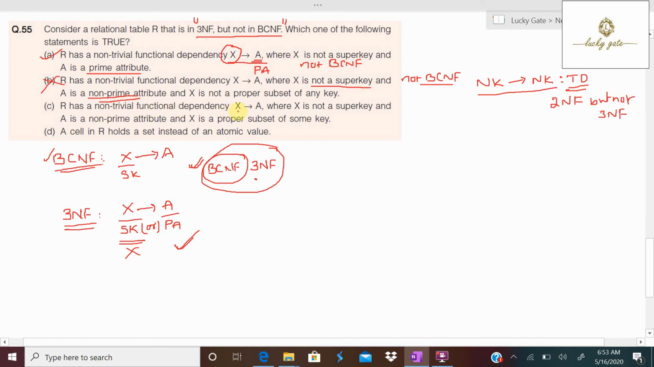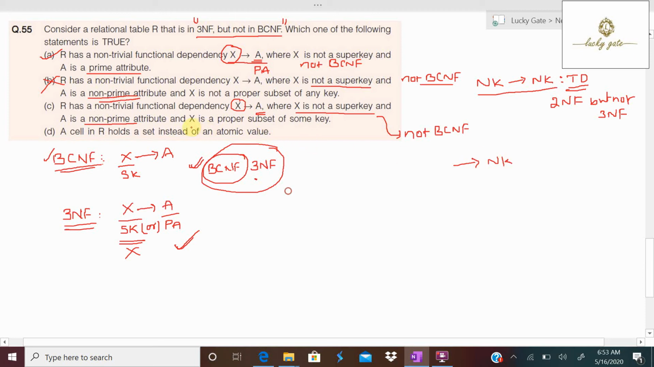Option C: R has non-trivial functional dependency X to A. Here also it is clearly mentioned X is not a super key. Because X is not a super key, the first thing I conclude is it is not BCNF. And second, A is a non-prime attribute, because the right side is mentioned as a non-prime attribute.